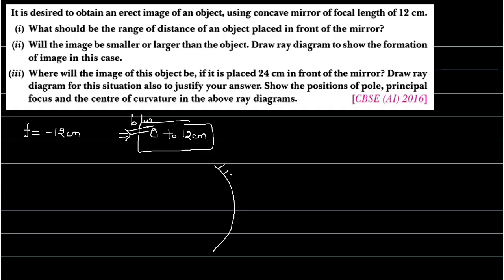Let's draw the ray diagram. I can show you the picture of the ray diagram from the book also. Mostly teachers do that. But I just want to give you the motivation that if I'm drawing, at least show some respect and draw it yourself.